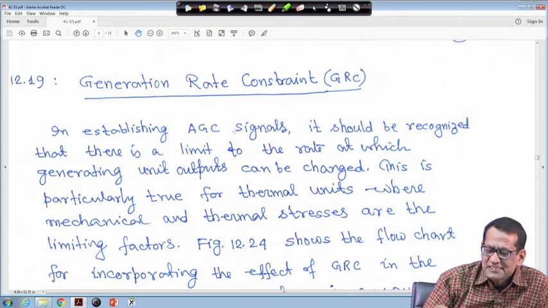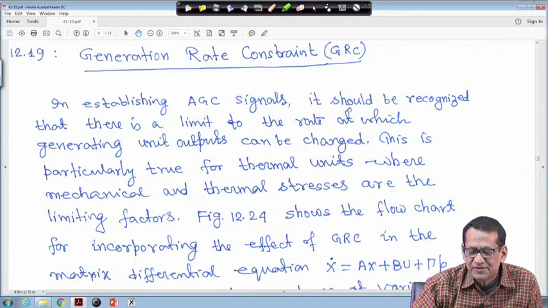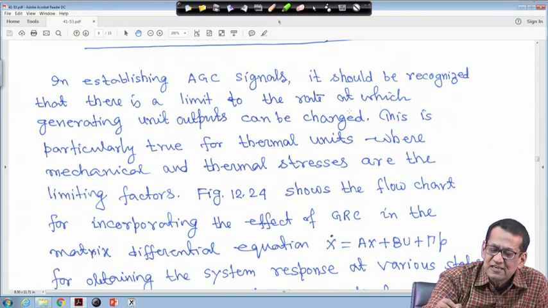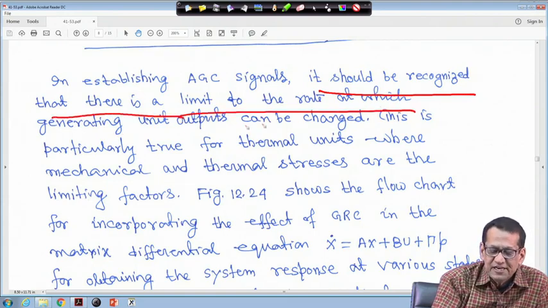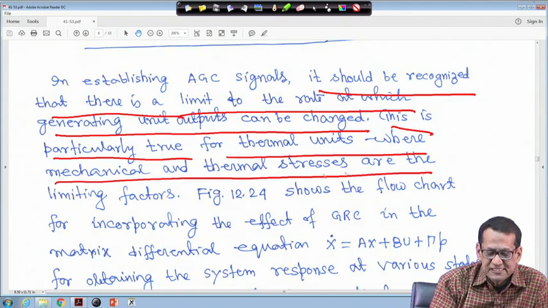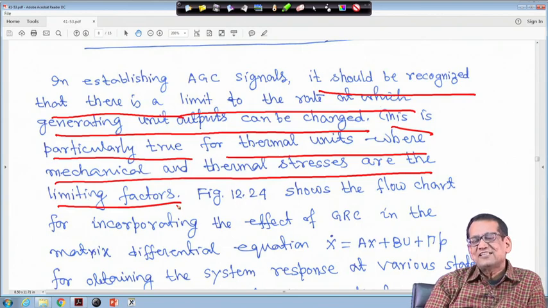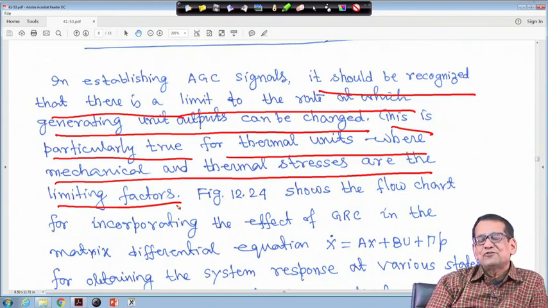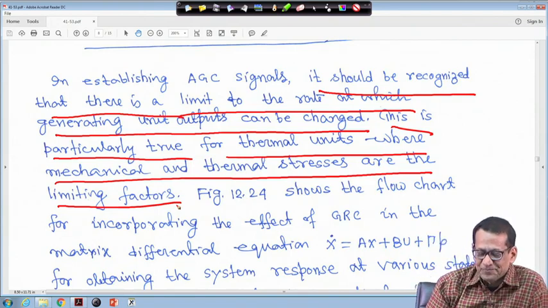So, in establishing the AGC signal, it should be recognized that there is a limit to the rate at which generating unit outputs can be changed. This is particularly true for thermal units, where mechanical and thermal stresses are the limiting factors. In the hydro case, these limits are so high that generation is very fast. If time permits, at the end we will see that. But for thermal it is a stringent type.